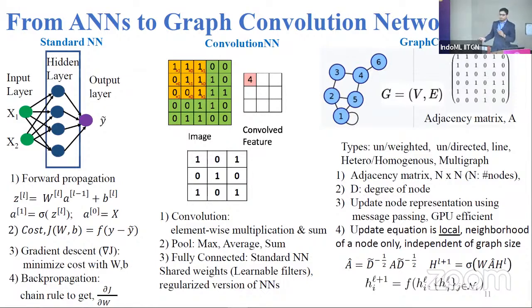So it consists of 3 parts. First, you have a convolution filter, that is the filter that goes over all the images, and then you convolve the feature. Then you do operations like max, average, sum pooling, and then you have again a standard neural network to predict the classification of the cat versus dog and so on, right? This is the convolution network.